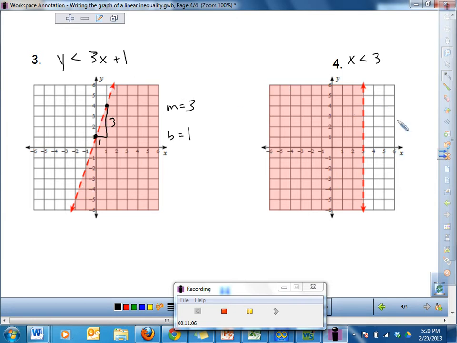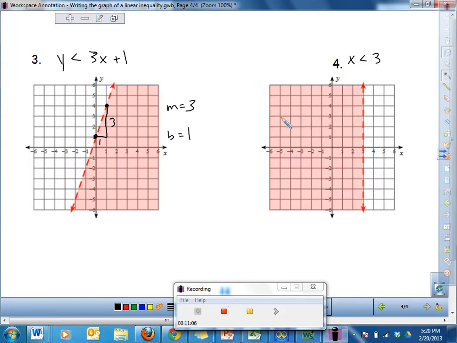Now this is an undefined slope, and it doesn't have a y-intercept. It actually only has an x-intercept. So when it's an x-intercept, we write x is less than 3. When it's an x-intercept, it will always be x equals and then where it crosses. So since we shaded below or to the left, we put a less than 3.